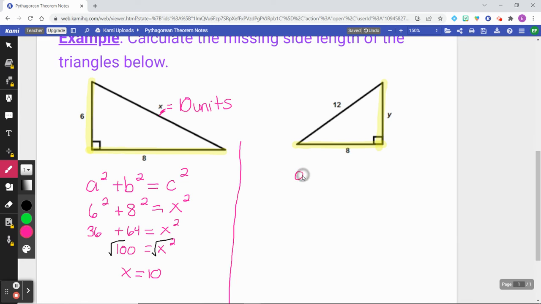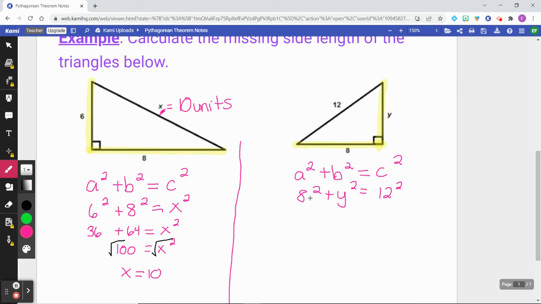So when I set up my formula here, again, I'll write it out first. It does not matter whether you're using the 8 as the a or the b. Just definitely can't use that as a c. The c has to be the 12 because that is the hypotenuse. So I'll just use it for a. Like I said, it does not matter.